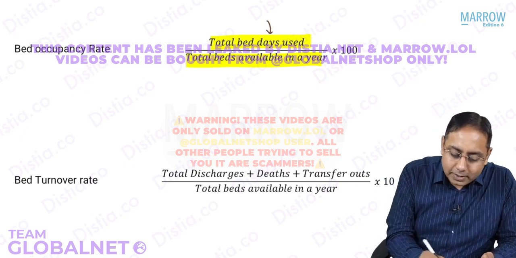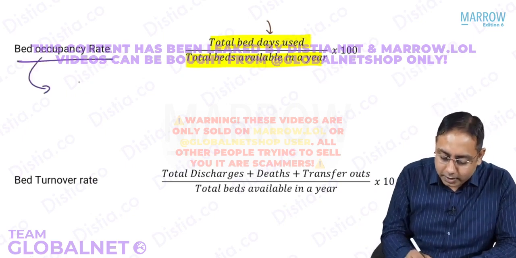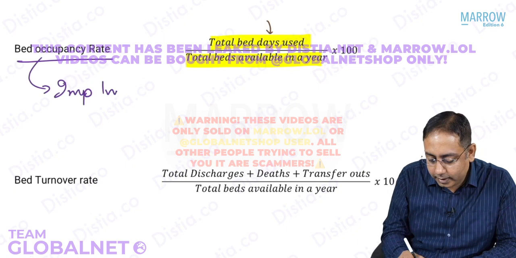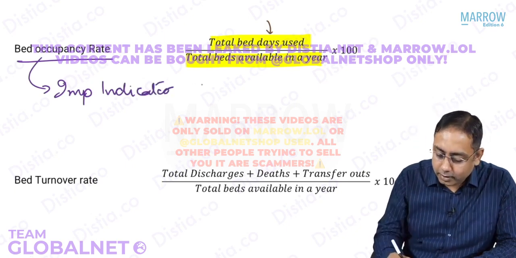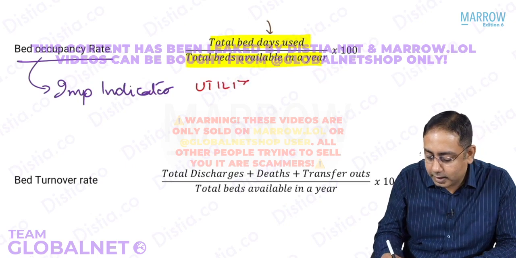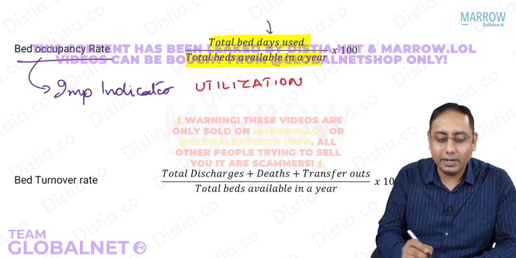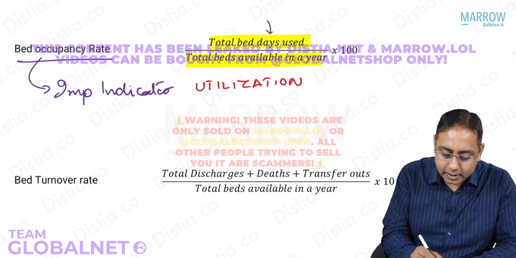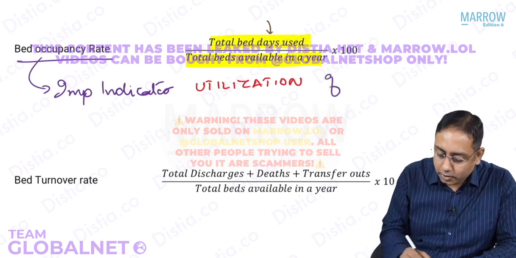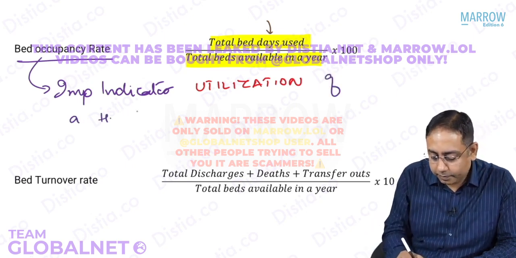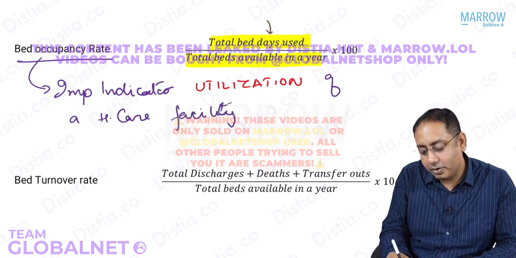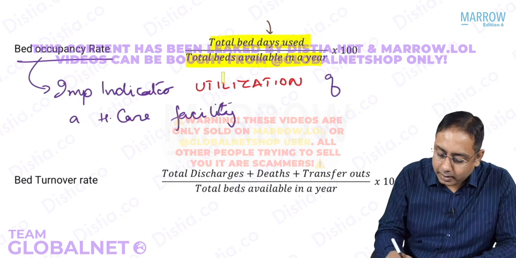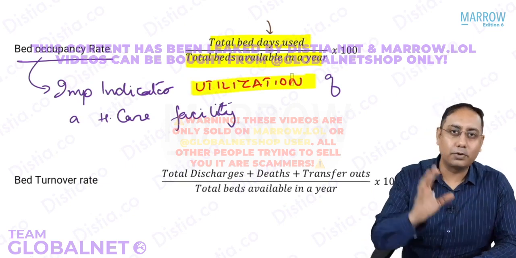MCQ. It is an important indicator for the utilization of the hospital or the healthcare facility. It is an important indicator for the utilization of a healthcare facility by the population. Okay, can you understand that? It is very simple. It is the utilization indicator, that is the bed occupancy rate.